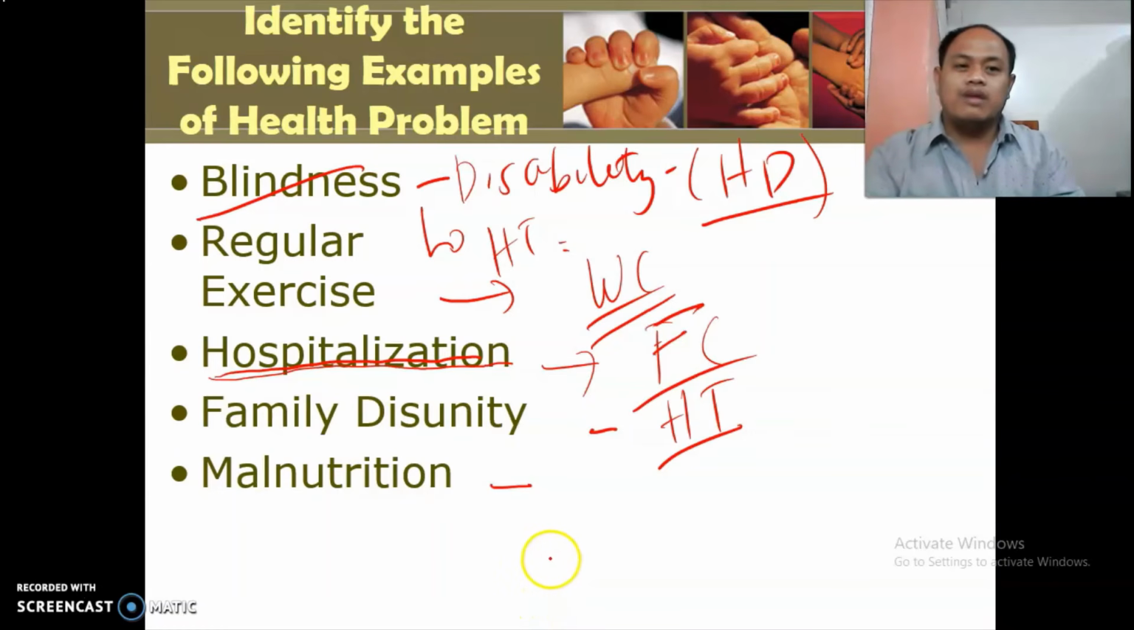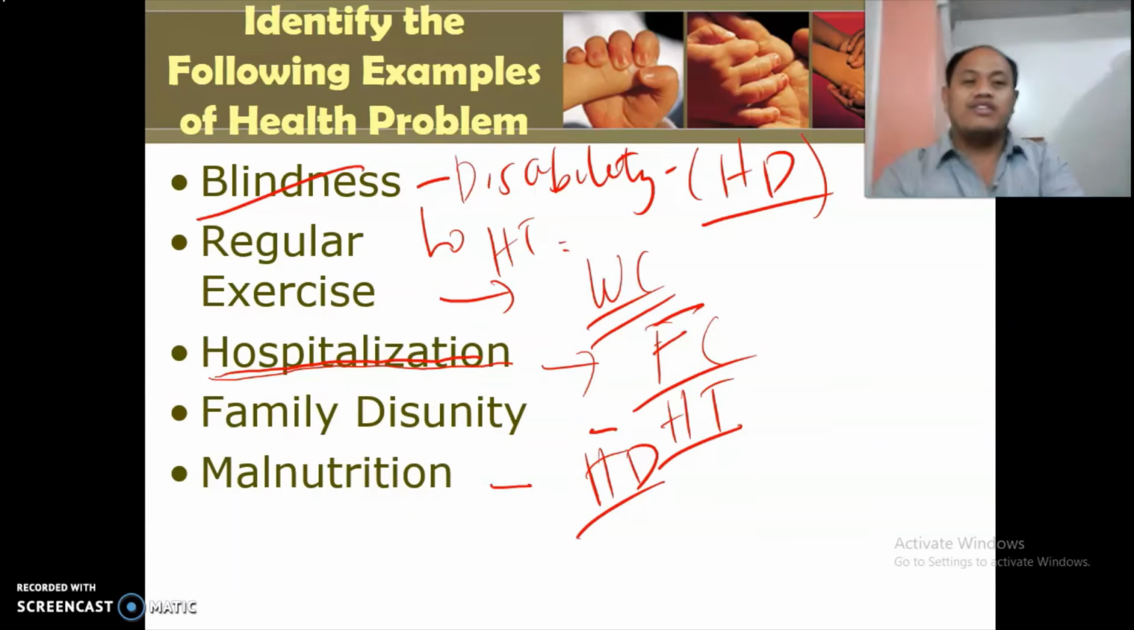So malnutrition, malnourished. Okay, so can either be overnourished or undernourished. So malnutrition. Is it a wellness, health deficit, foreseeable crisis, or health threat? Okay, for this one, this is an example of your health deficit. Health deficit po, kasi ang malnutrition ay isang sakit. Okay, may it be overnourished or undernourished, sakit pa rin po siya. That's why this is an example of your health deficit.